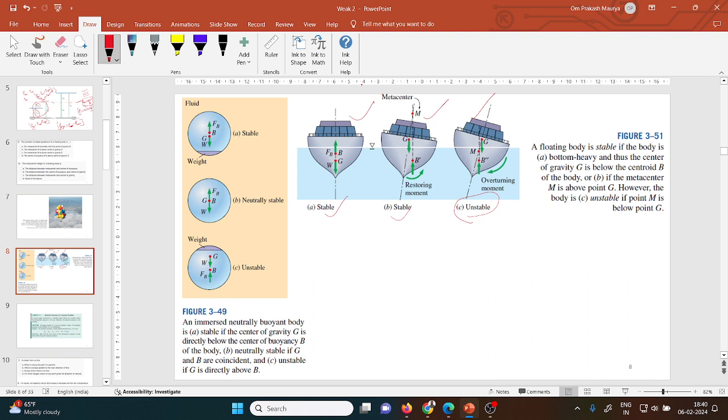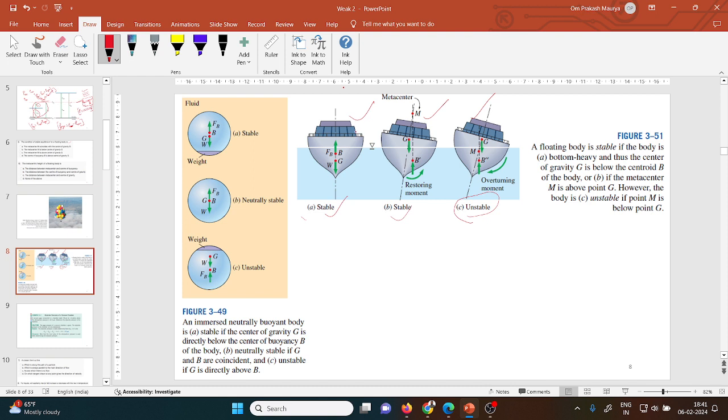If your body is static, there is no movement in your body, what will happen? There is no metacenter. Even if your body is a floating body and there is no movement, no rotation in your body, there is no metacenter in the case of a floating body also. Always remember, this is important.